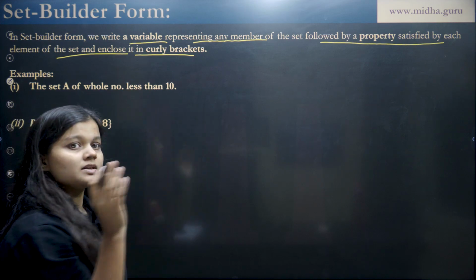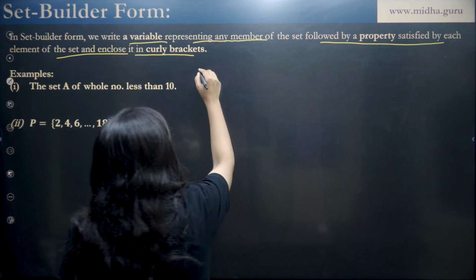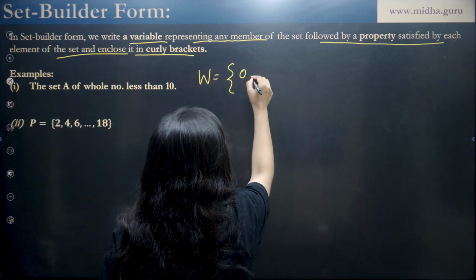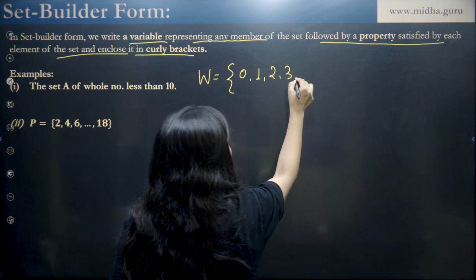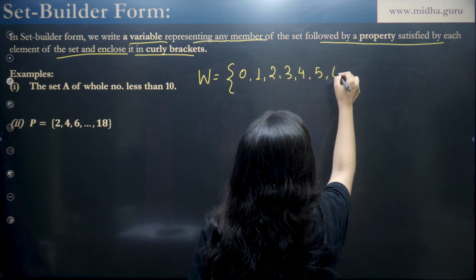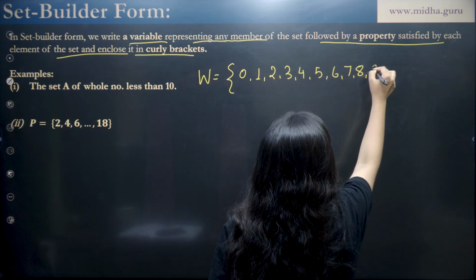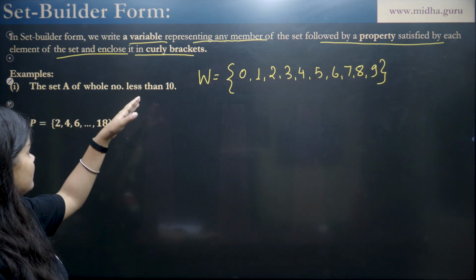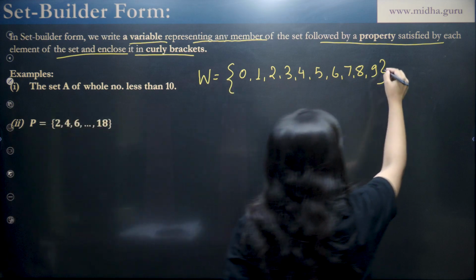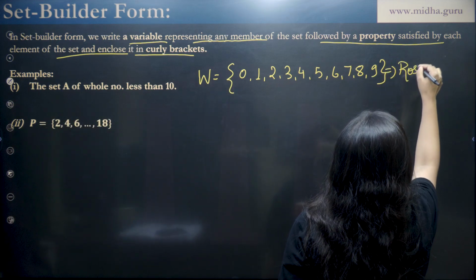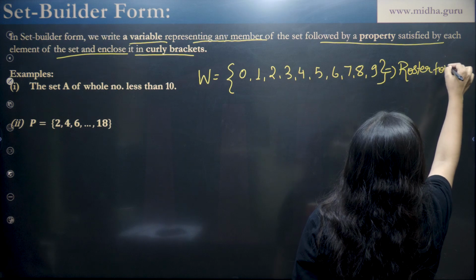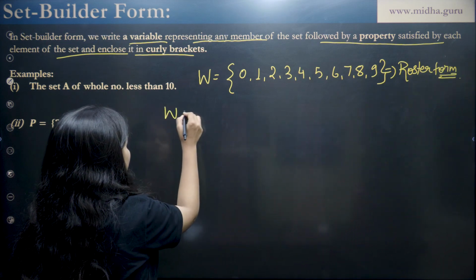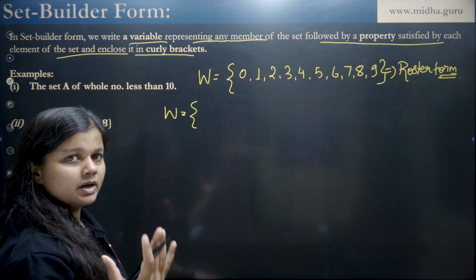So first try to write it in roster form. Okay, so set of whole numbers less than 10. So it is 0, 1, 2, 3, 4, 5, 6, 7, 8 and 9. These are the elements that are included in this set. Okay, this is roster form. This is not set builder form, this is roster form. We have to write it in set builder form. So in set builder form, we have to choose any one element in variable form.